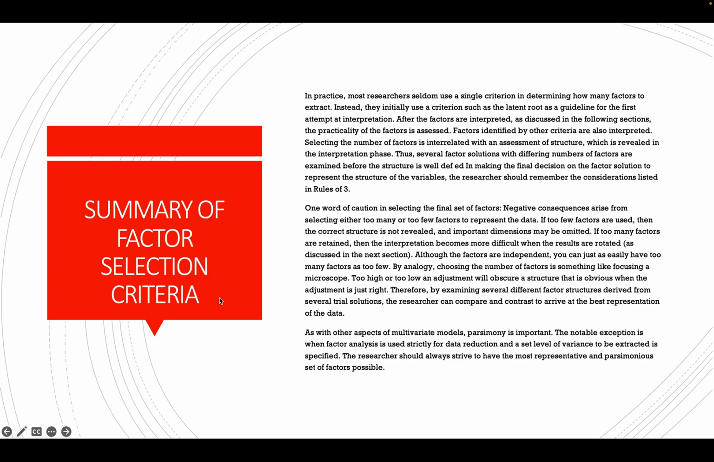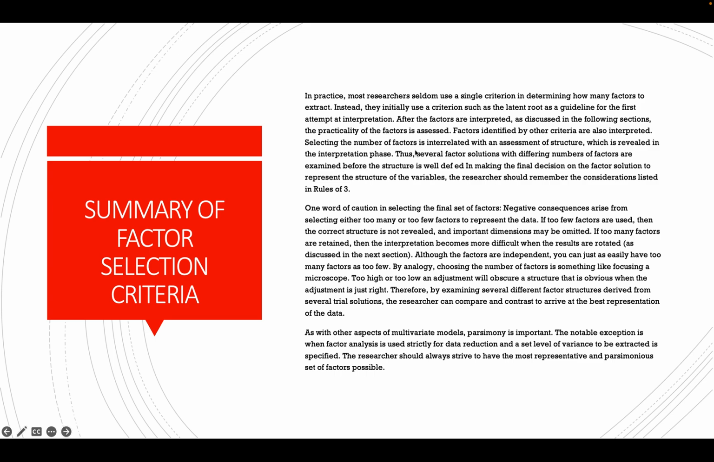Summary of factor selection criteria. Let's talk about it in brief. In practice, most researchers seldom use a single criterion in determining how many factors to extract. Instead, they initially use a criterion such as the latent root as a guideline for the first attempt at interpretation. After the factors are interpreted as discussed in the following sections, the practicality of the factors is assessed. Factors identified by other criteria are also interpreted.